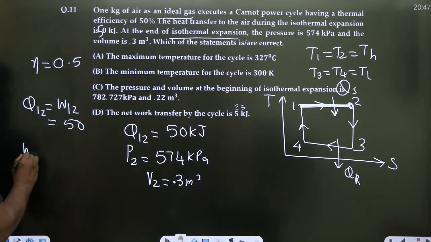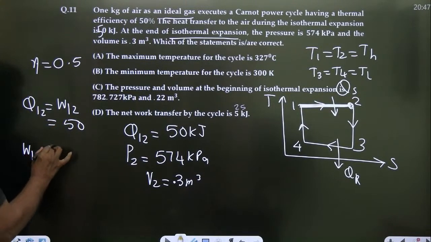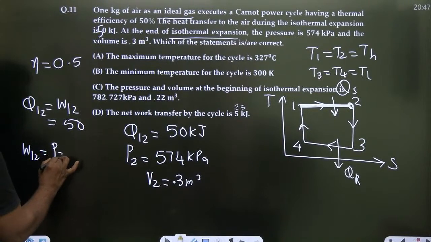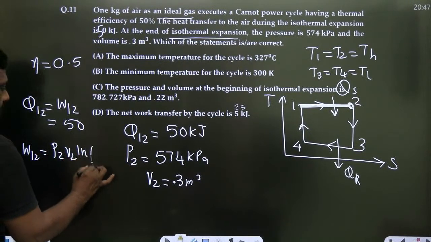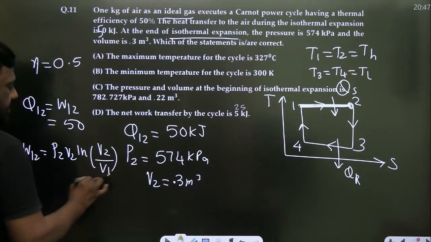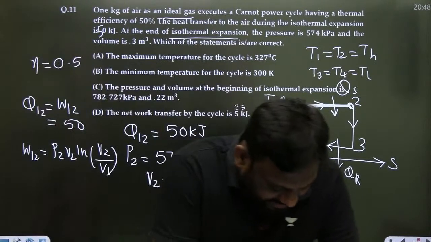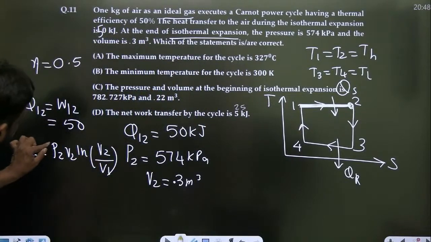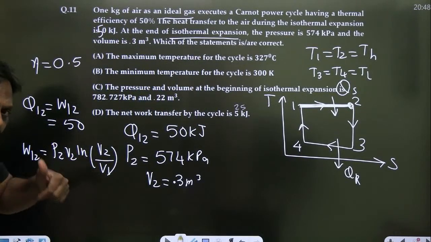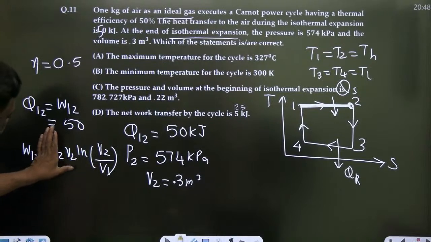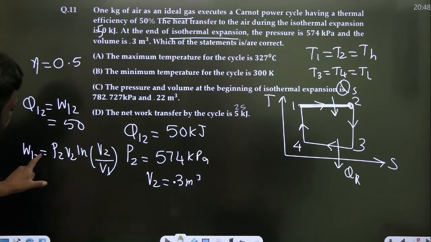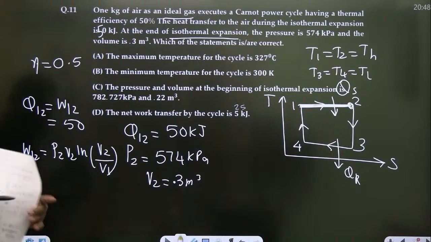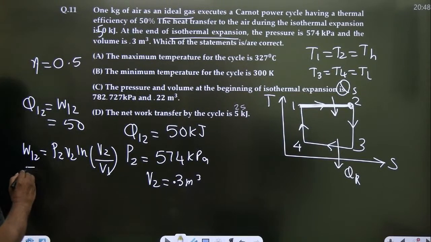क्या कोई isothermal का वर्क दे सकते सर? मैं देता हूं. Either P1 V1 or P2 V2 ln V final by V initial. क्या ये सही है गलत है सर? Isothermal वर्क मैं बताया था. Either I can write P1 V1 or P2 V2. For isothermal P1 V1 and P2 V2 are same. Isothermal work is given by PV ln V2 by V1. ठीक है सर. What is the work given? 50 दिया है सर.